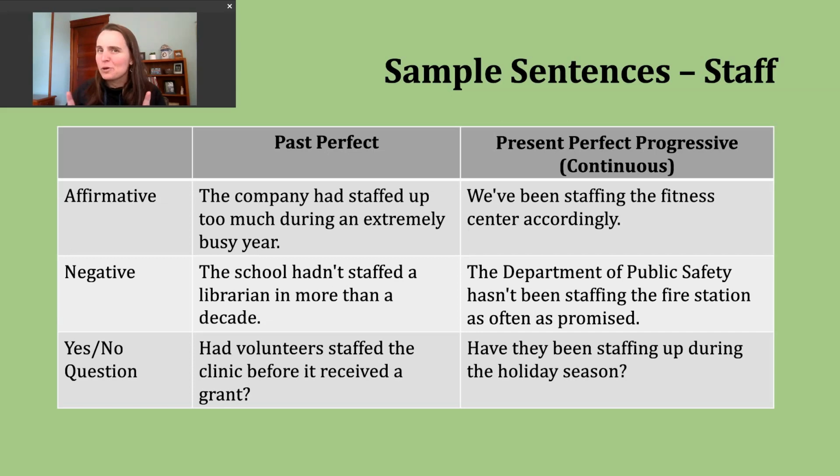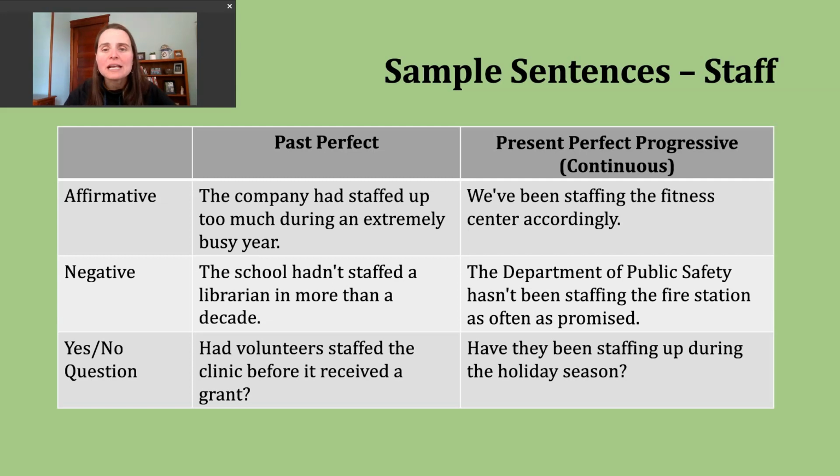But something very important here, we need to pay attention to our subject because our verb is going to change just a little bit. If my subject is I, we, they, or you, I'm going to use have, been, and then the ing form of my verb. If my subject is he, she, or it, I use has been, and then the ing form of the verb.